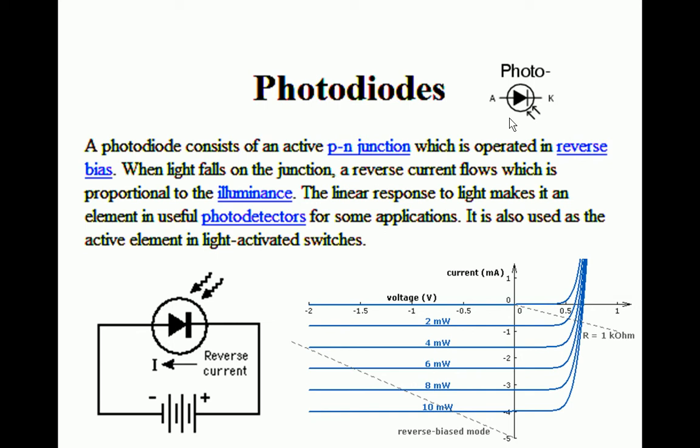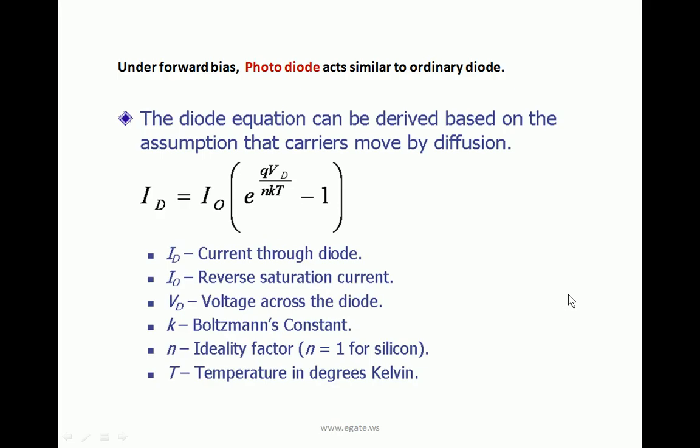But if you keep it in forward bias, from the characteristics of this photodiode, we can say that it acts as a normal ordinary PN junction diode. So under forward bias, the photodiode acts as an ordinary diode, so that the general diode equation can be followed. The diode equation is ID = I0 (e^(qVD/NkT) - 1).